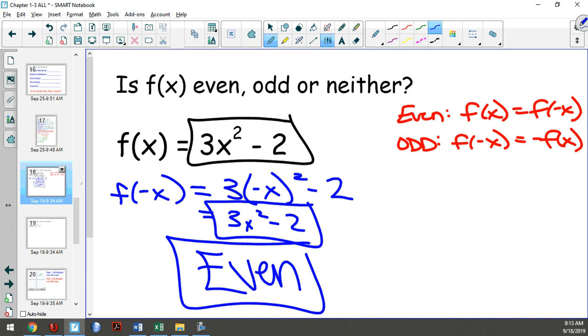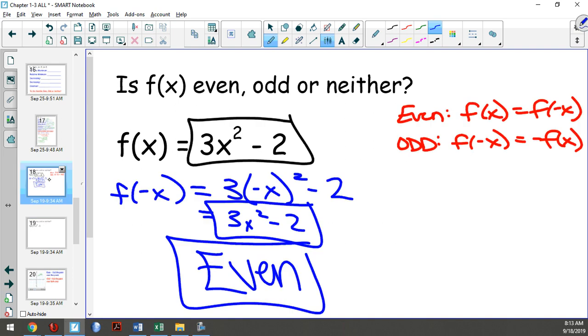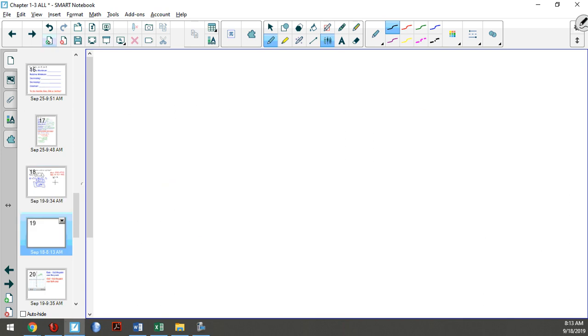Okay, let's do another one. X cubed minus 1. All right, now let's think about x cubed. And actually, let's go back to this for a second. This right here is 3x squared minus 2. X squared is what type of a function? What does x squared look like? Okay, make sure that we remember our parent functions. y equals mx plus b. That's our line, right?